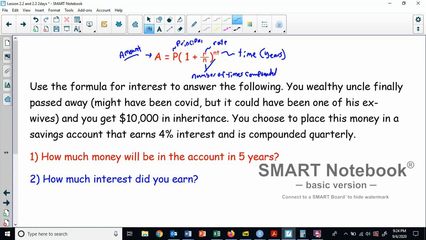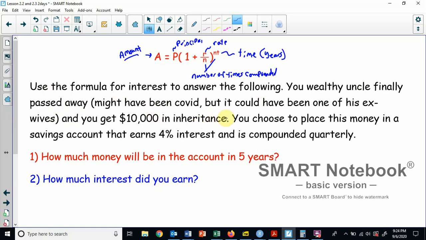So let's see. So reading the problem, it says your wealthy uncle finally passed away. Might have been COVID, but it could have been one of his ex-wives. They were all out to get him for the inheritance. And you get $10,000 in inheritance. Yay. I wish I had a rich uncle. All my uncles are poor. That's okay. I mean, not that I want to kill any of them off.